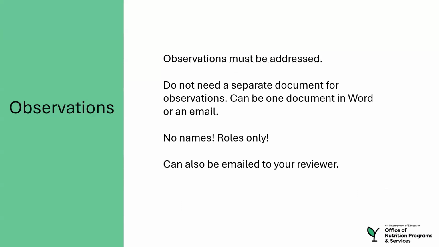We may have observations in the administrative review summary report. Observations must be addressed. You do not need a separate document for observations. They can all be in a Word document that is a bulleted list. But again, I'm going to say no names, roles only, if you have to identify that in an observation. And these can also be emailed to your reviewer.